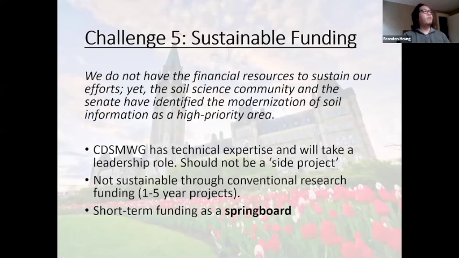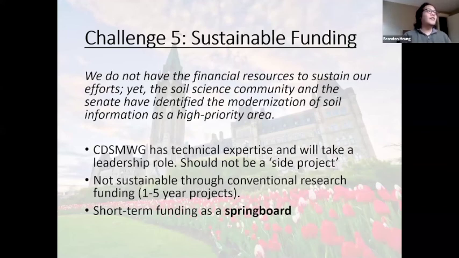Lastly, the members of the working group have operated largely on a voluntary basis. And we can absolutely take a leadership role in continuing to coordinate the national mapping initiatives, and also continue to contribute our technical expertise. But we can't be treating these initiatives as side projects as we currently are.